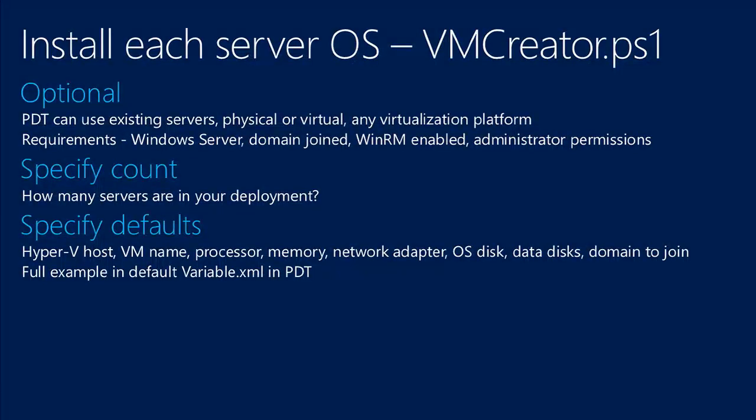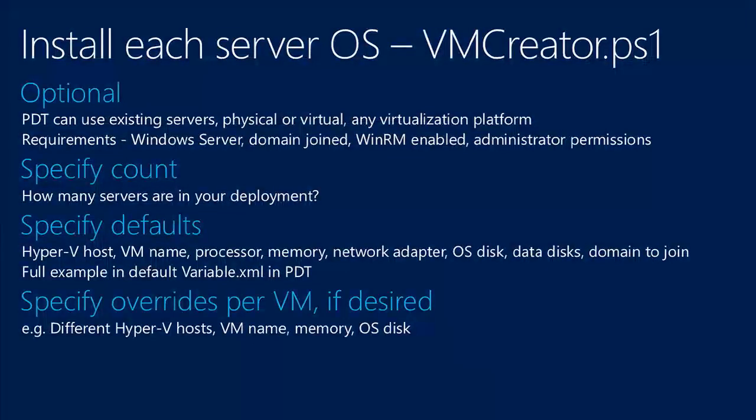You specify a VM name, and in the defaults you just give it a prefix and a sequence, and it'll count that sequence to name those VMs. How many CPUs you want, what memory you want, settings for the network adapter, all the normal things you'd expect to create a VM. There is a full example of this in the variable XML on the download. Then if you want to have different values for different VMs, you can override them. So typically I always name my VMs by what's going on them. I don't use just 1, 2, 3, 4, 5. So you can specify an override for any one of those settings per VM.